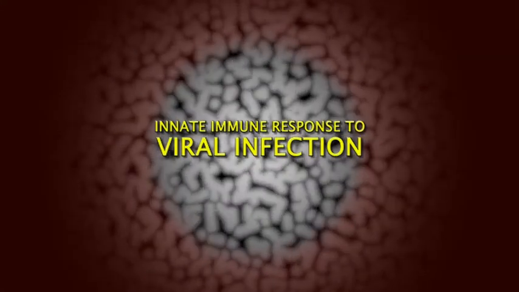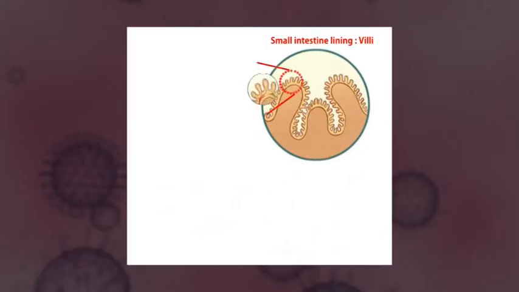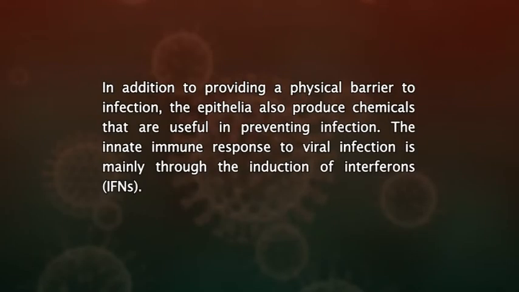Innate immune response to viral infection. The first barrier to any infection in the host system is the epithelial surface of the skin and the lining of the gut. They provide a difficult barrier that cannot easily be penetrated by pathogens. In addition to providing a physical barrier to infection, the epithelia also produce chemicals that are useful in preventing infection. The innate immune response to viral infection is mainly through the induction of interferons.